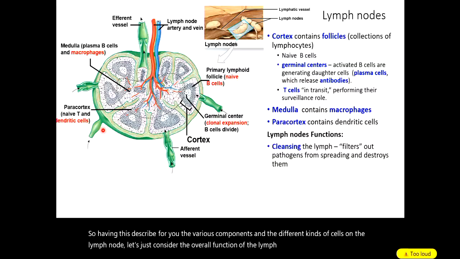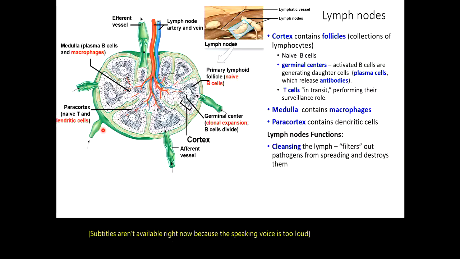So the first function is to clean out the lymph of any pathogens which may be encountered. So these dendritic cells, the macrophages, all of those can eat up the pathogens which are encountered and destroy them. And the fragments from those pathogens can be used to activate the immune system, right? And so these dendritic cells and macrophages are called antigen presenting cells.